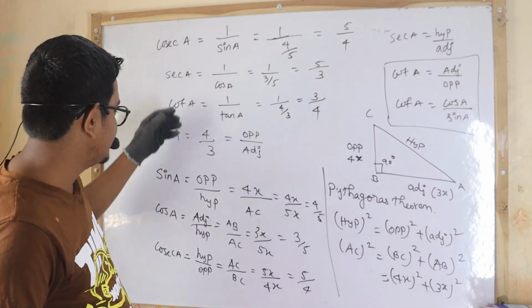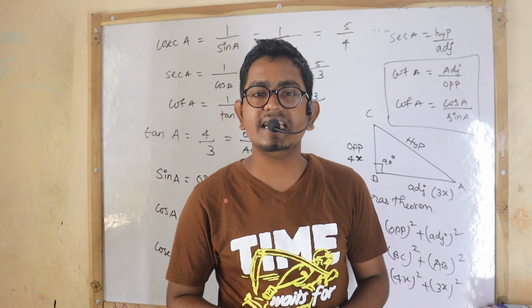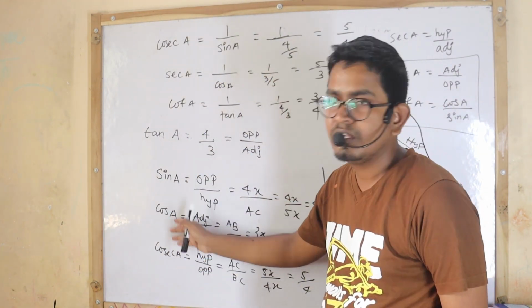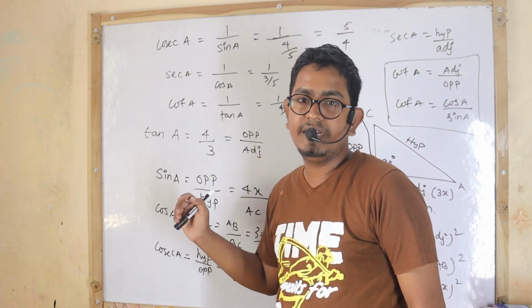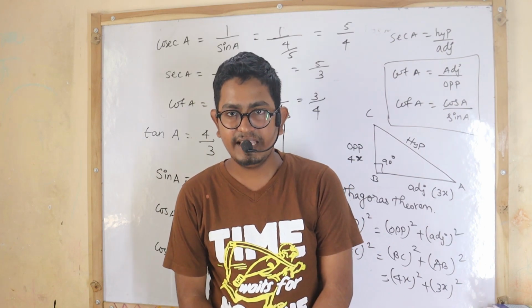So as you can see here, the 6 trigonometric ratios: sin A, cos A, tan A, cosecant A, secant A, and cot A. All the 6 trigonometric ratios we found. So this is the solution and explanation for our first example.